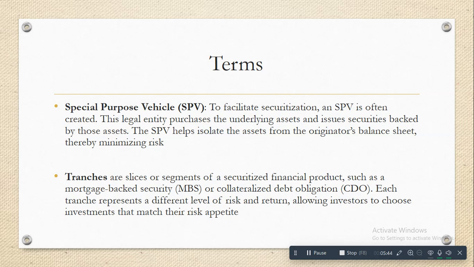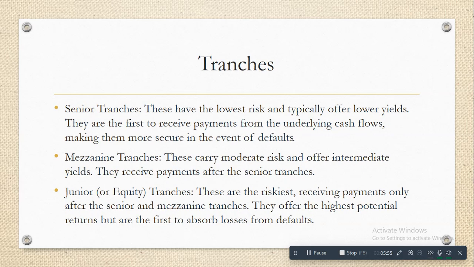So basically there are three kinds of tranches, based on different levels of risk and return. The three tranches are, first, the senior tranche. These have the lowest risk and typically offer lower yields.